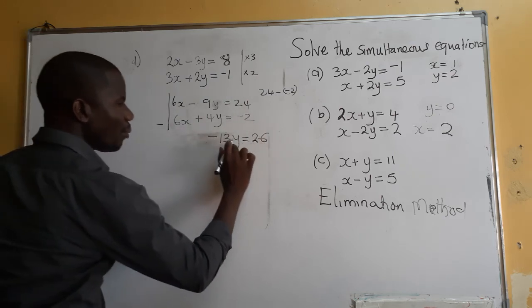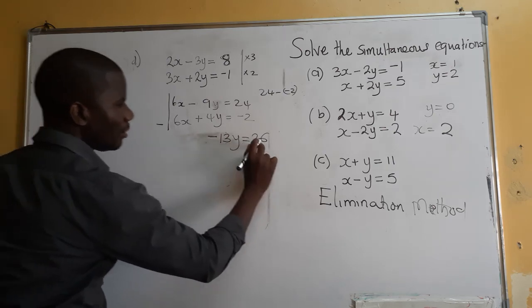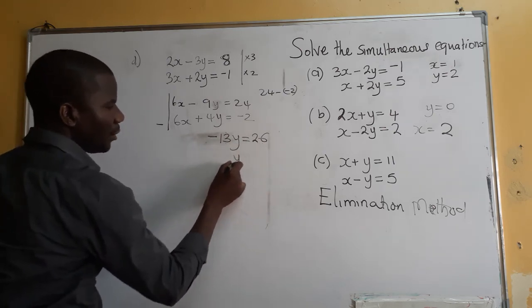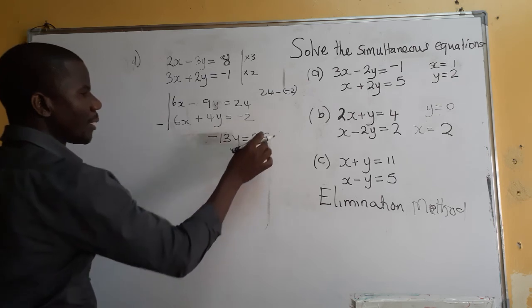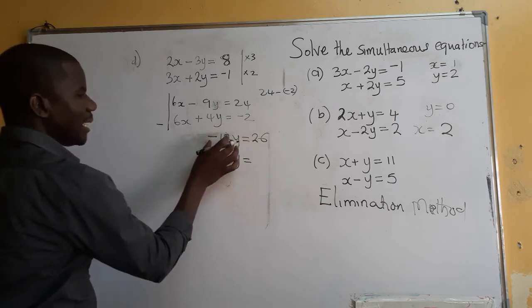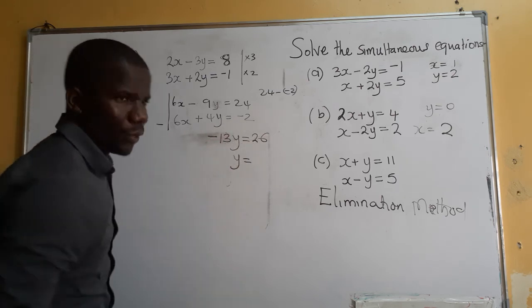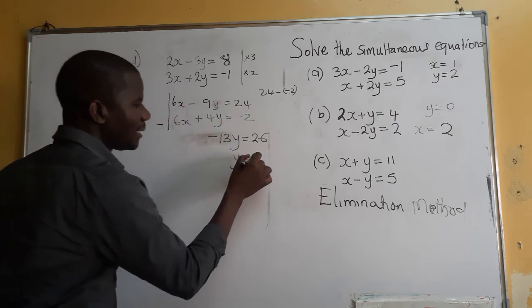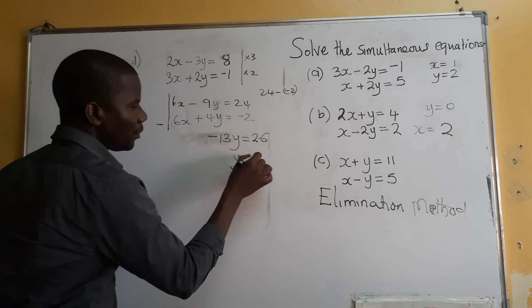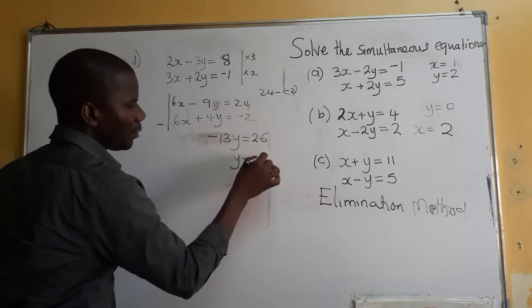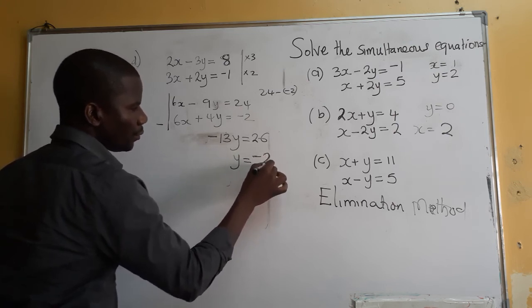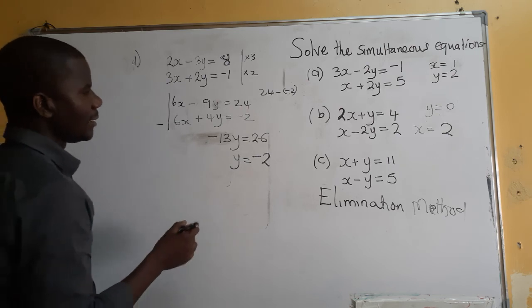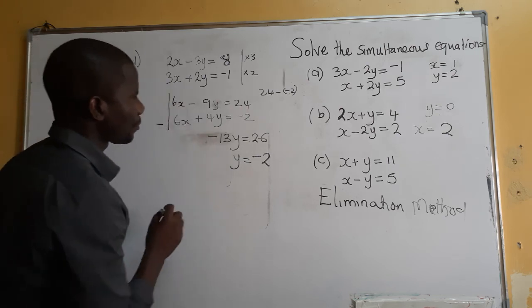So you divide both sides by negative 13. So y is equals to 26 divided by negative 13. So when you are dividing two integers of different signs, your answer is a negative. So this is going to be negative 2. Okay? So y is equals to negative 2.